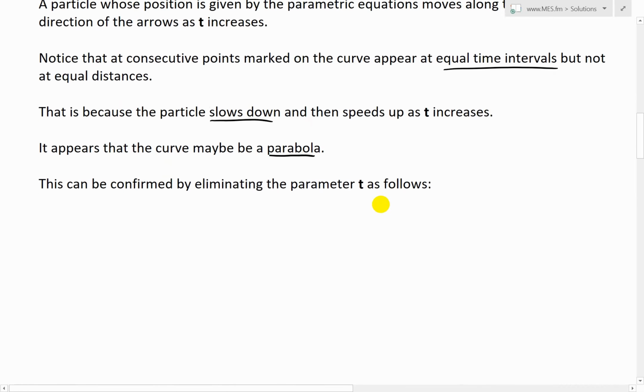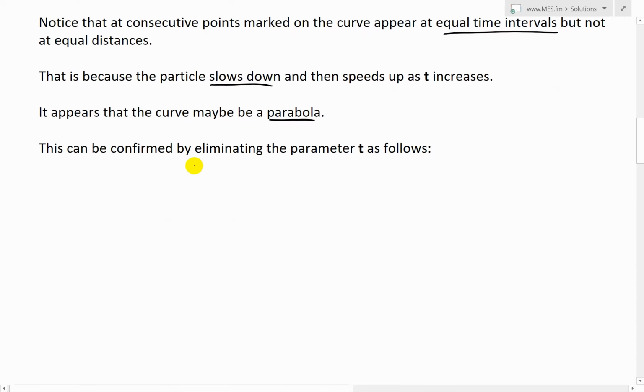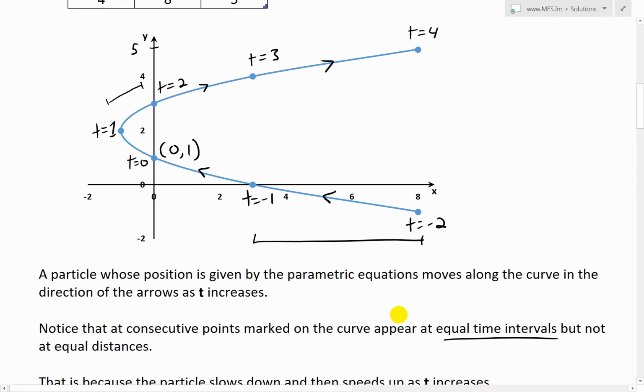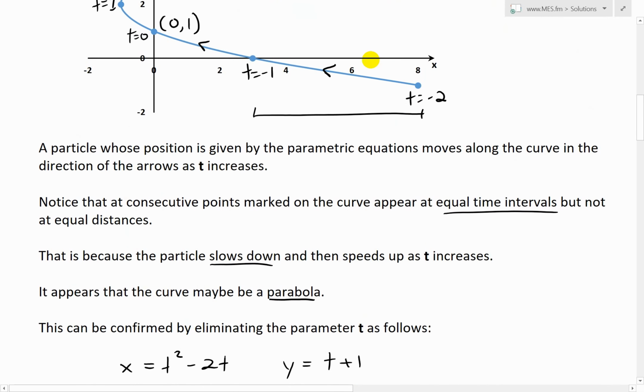We can prove this by eliminating the parameter t from this. And the way to do that is, well, let's just write this down here. So we have x equals t squared minus 2t, and then we also have y is equal to t plus 1. I just want to check if I wrote this right. So yeah, t squared minus 2t and t plus 1.